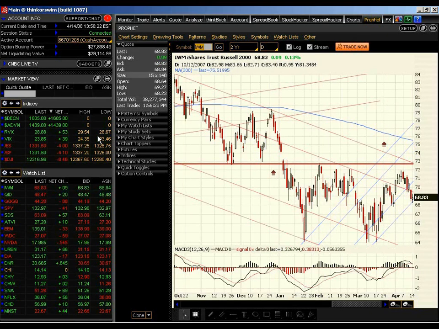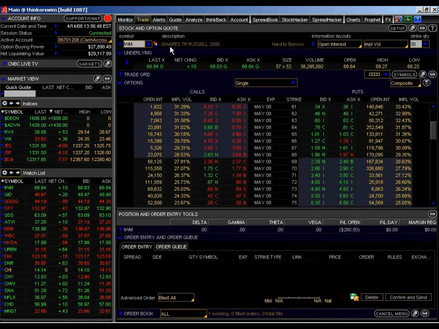So the indexes today have been hovering above and below positive territory. The Dow Jones was up at one point about 20-30 points. It's been down 20-30 points. Right now it's about negative 7 points. So that doesn't make too much of a difference for how we put on this trade, but it's just kind of interesting to note. Okay, now we're going to go into the trade tab.